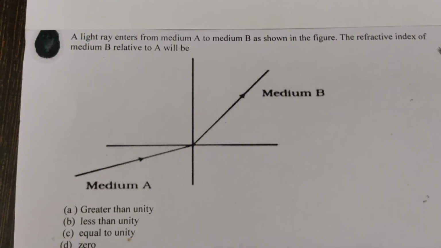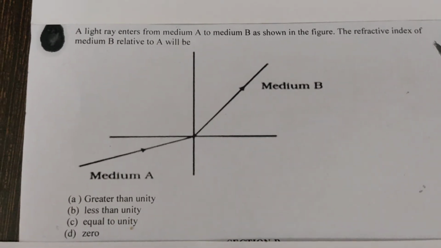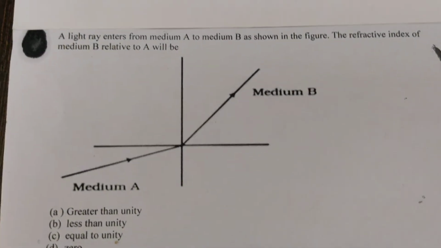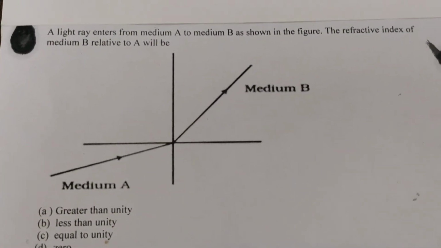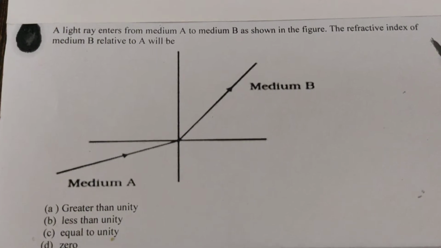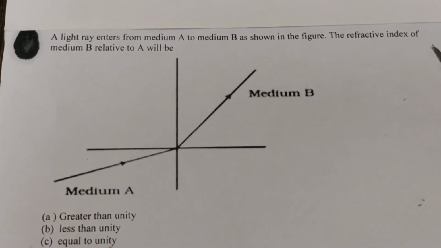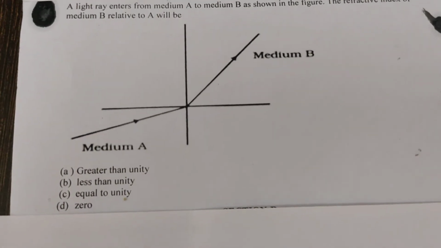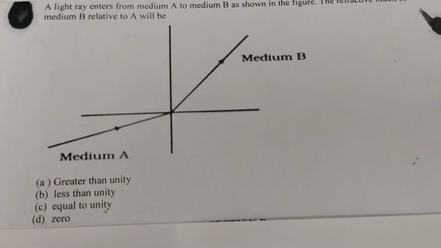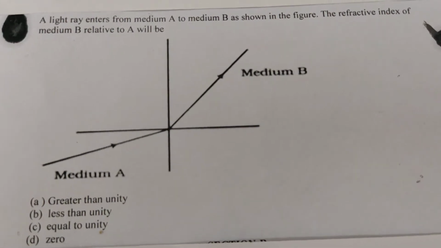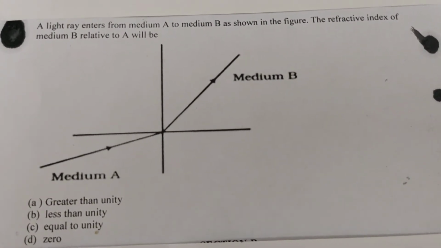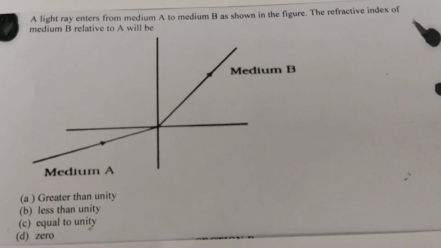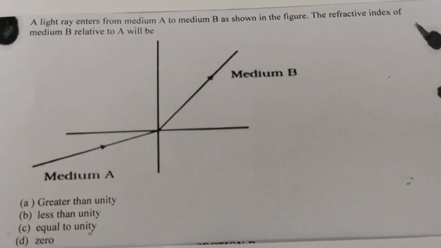And today the first MCQ is: a light ray enters from medium A to medium B as shown in the figure. The refractive index of medium B with respect to A will be. So look at the diagram here. Medium A, incident ray is in medium A and refracted ray is in medium B. And you have to find out the refractive index of medium B relative to A. It means with respect to A.